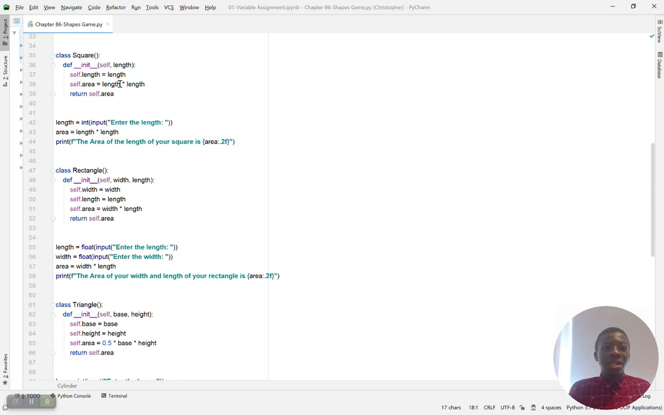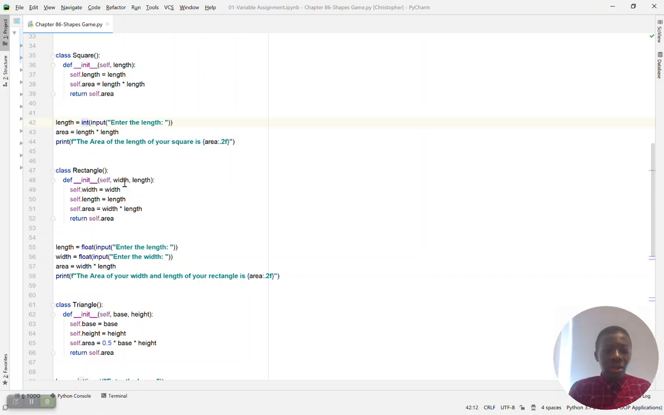Then area equals L squared, then return self.area, then length equals int(input("Enter the length")), then area equals length times length. The area of the length of your square is to two significant figures. Class Rectangle: self.width equals width, self.length equals length. So width times length is simply that. Then the next one.